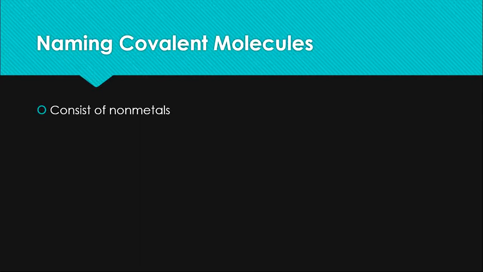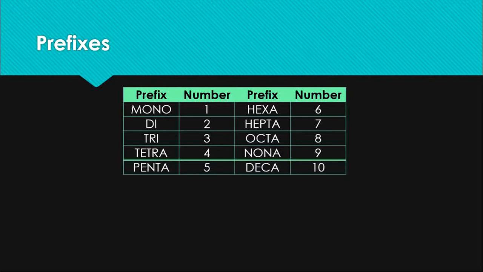What's a prefix? A prefix comes before the word. In this case, we're going to use the following prefixes: mono, di, tri, tetra, penta, hexa, hepta, octa, nona, deca. All of these will come before the element name. Mono means 1, di means 2, tri means 3, tetra means 4, penta means 5, and etc. These prefixes indicate how many atoms are present for that particular element.